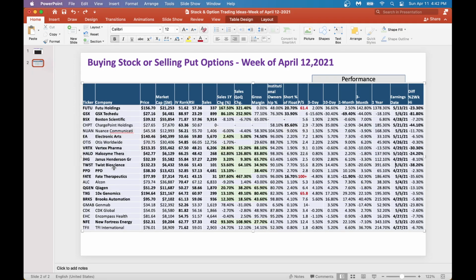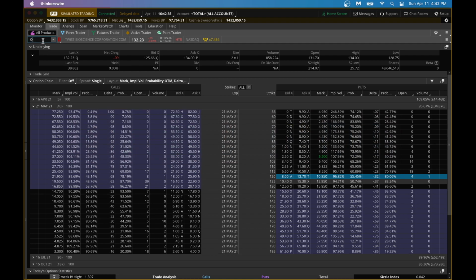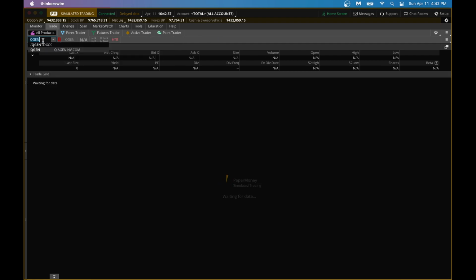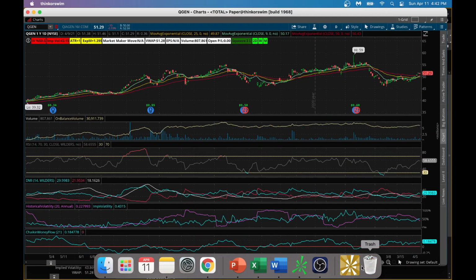Now let's go back and see what else we can do here. We looked at Twist. Then we could even look at one of these stocks here, 23% off 2013. How about QGEN here? Let's see if this works out or not. QGEN, let's go to this chart here. Yeah, this might work.